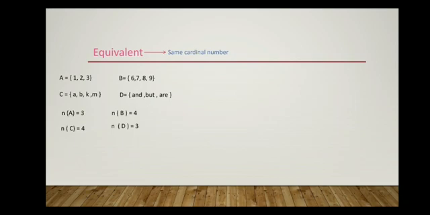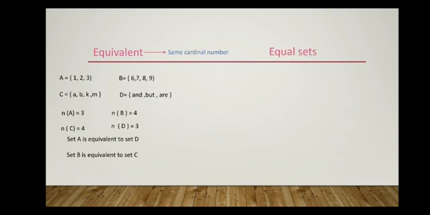That means the cardinal number of set A and D is the same. So if two sets have the same cardinal number, then those two sets are equivalent. So set A is equivalent to set D. And you can observe that set C and set B have the same cardinal number. So set B is equivalent to set C. So equivalent sets means two sets having the same cardinal number. If two sets have the same cardinal number, then we call those two sets equivalent sets.